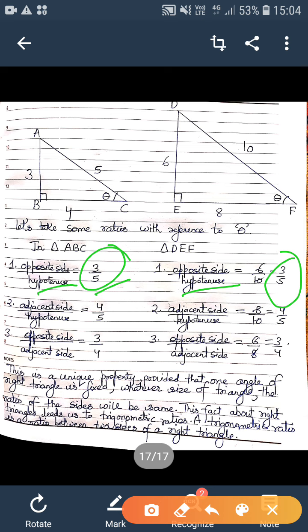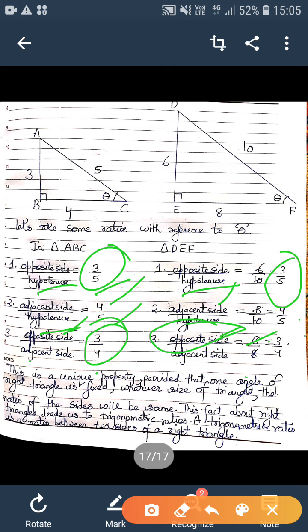Second, we have the ratio of the adjacent side to theta and the hypotenuse. The adjacent side is 4 units and the hypotenuse is 5 units, so the ratio is 4 by 5. And in triangle DEF, the ratio of adjacent side to hypotenuse is 8 by 10, or simplifying, again 4 by 5. Similarly, opposite side over adjacent side gives us the ratio 3 by 4 in triangle ABC. And in triangle DEF, the opposite side to the adjacent side gives the ratio 6 by 8, or simplifying, 3 by 4.